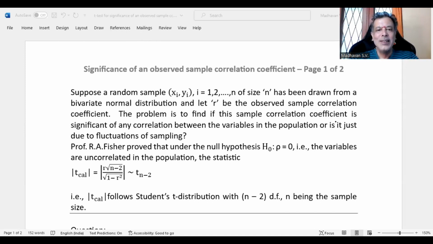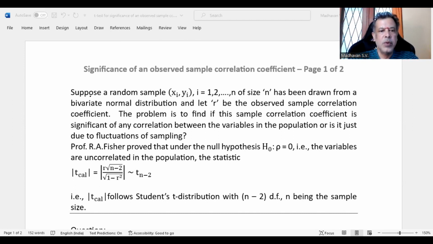Hello everyone. In this video, we will understand the significance of an observed sample correlation coefficient. Suppose we have some pairs of data and we calculated Karl Pearson's correlation coefficient. Whatever answer we obtain, will that correlation coefficient be almost the same for the population from where this data is collected, or is it just fluctuations in the sampling?